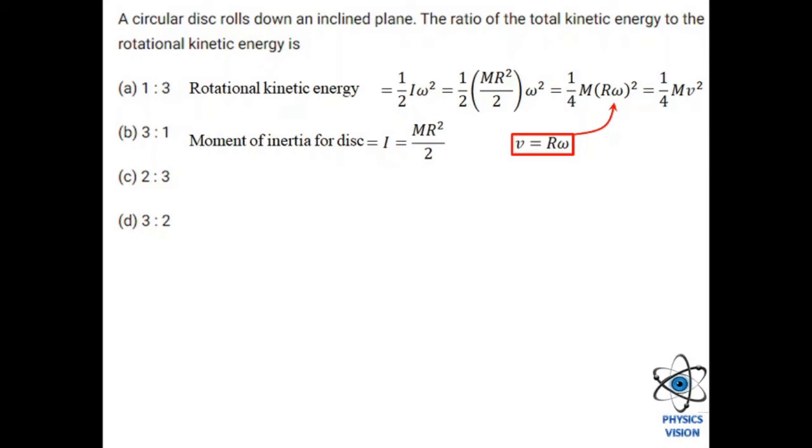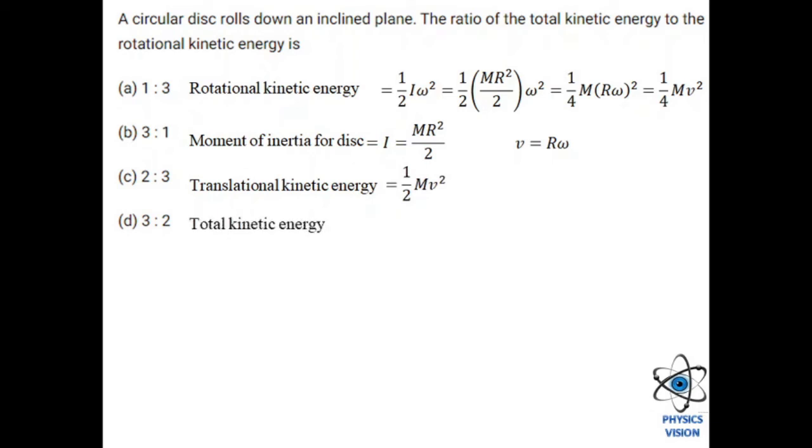Now we need translational kinetic energy. It is half m v square. Total kinetic energy is the sum of rotational kinetic energy and translational kinetic energy. Adding the both, we get total kinetic energy equals 3 by 4 m v square.